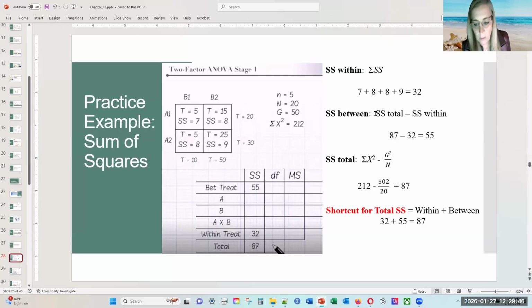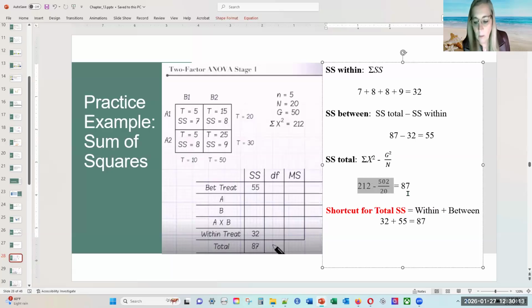For between, you're subtracting the sum of squares within from the sum of squares total. So we've already did the within part. So how do you do the total? Well, that's taking each score, squaring them, adding them up, and then minus the grand total squared divided by n. All right. And so you will see that the outcome here ends up being 87.